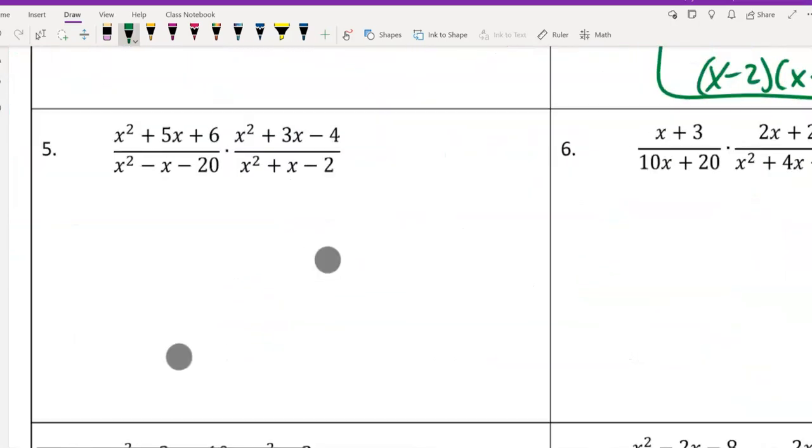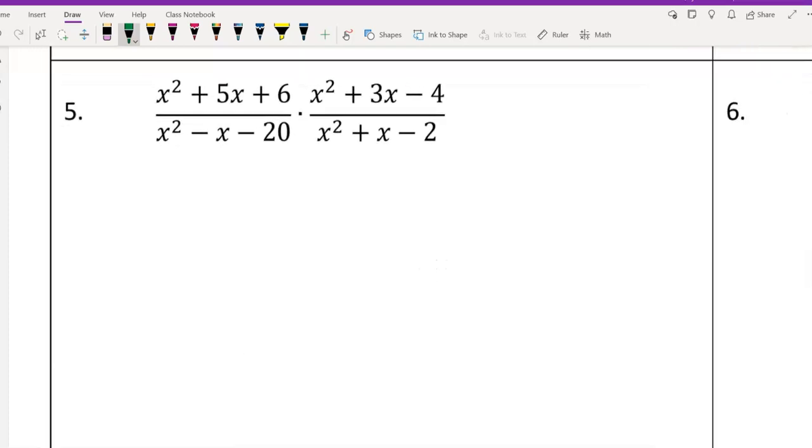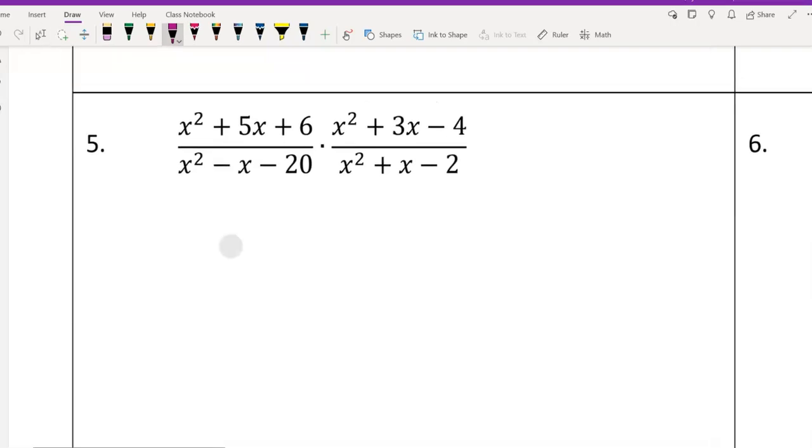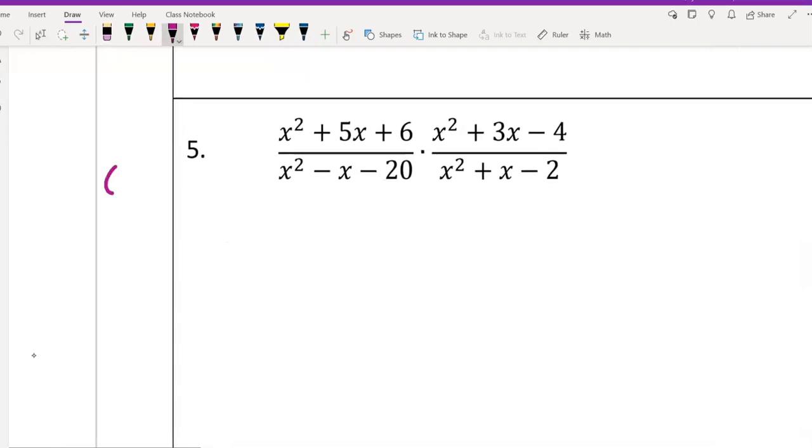All right, let's take a look at number 5. Here we are multiplying. When we're multiplying, we don't need a common denominator. All we need to do is factor and cancel things out, and that's it. So here, factoring the top, I'm going to factor in the margins.